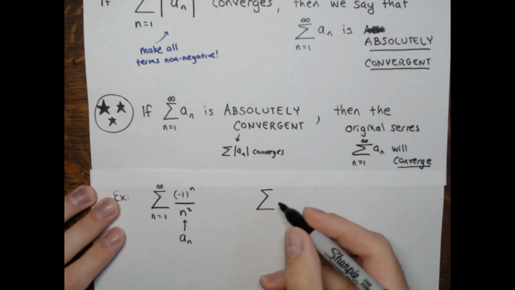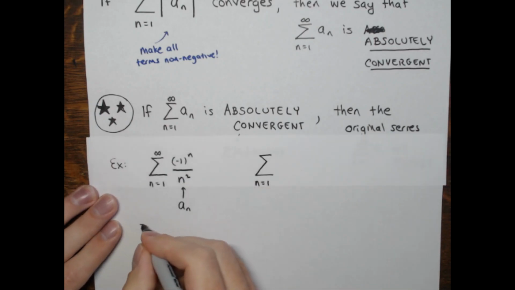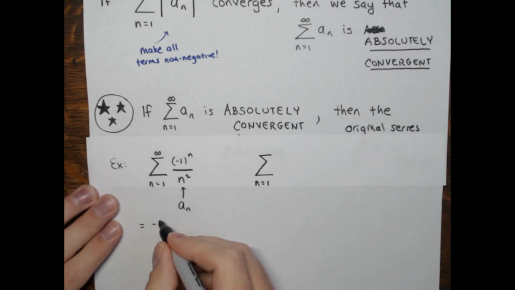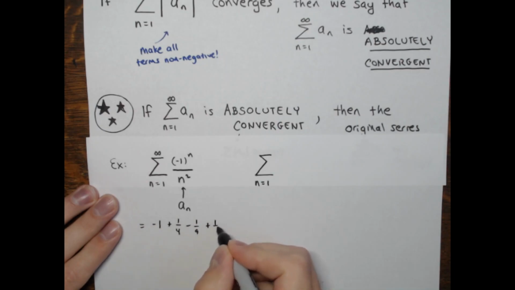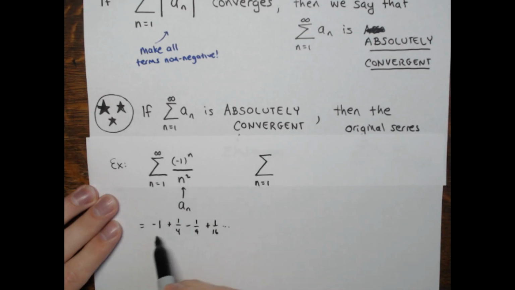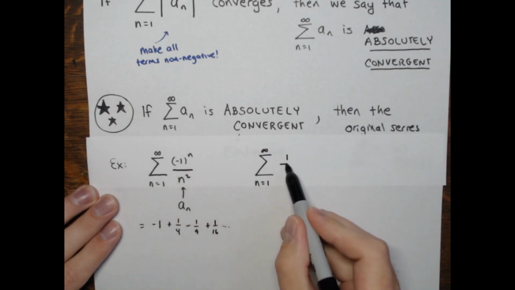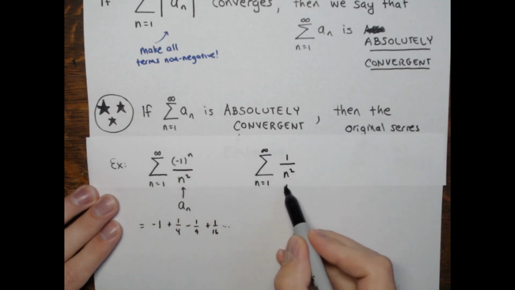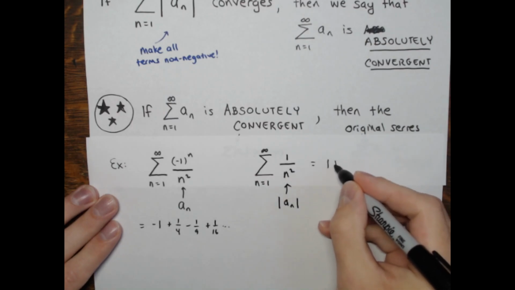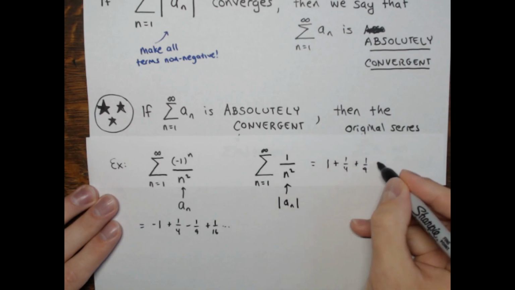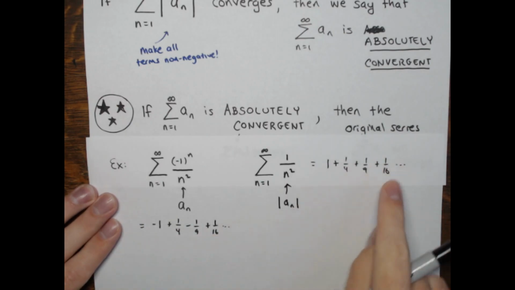If I make all these non-negative, this sum here would be -1 plus 1/4 minus 1/9 plus 1/16 and so on. I want to make them all positive, so that'll get rid of this -1 here. Just do the absolute value. This is the absolute value of all these a sub n's. This sum would be 1 plus a quarter plus a ninth plus 1/16. It's just all the terms of my original sum made positive.